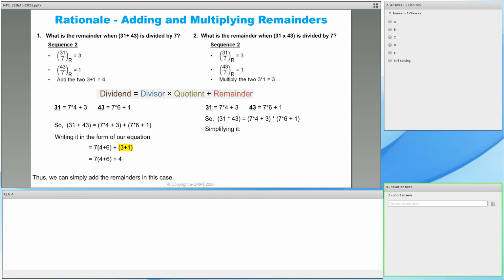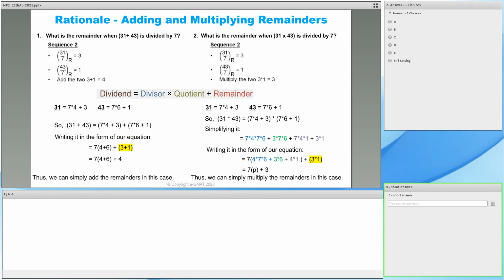For the multiplicative side, it's exactly the same. Think about it. 31 into 43 is this into this. Expand this bracket, this is what you would get. Take out 7 and group all the 7-dependent things together. You would get 7 into something plus 3 into 1. And again, you notice that the final remainder is this 3 into 1, the multiplied remainders. It's as simple as that. So this is the theoretical explanation of why this works.